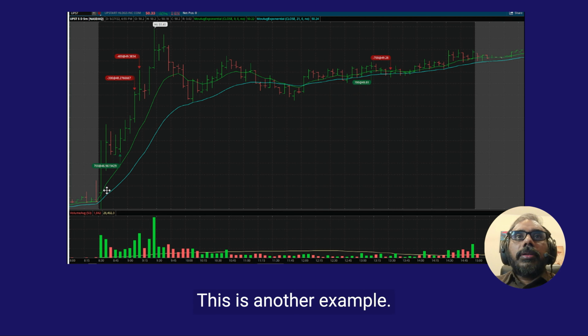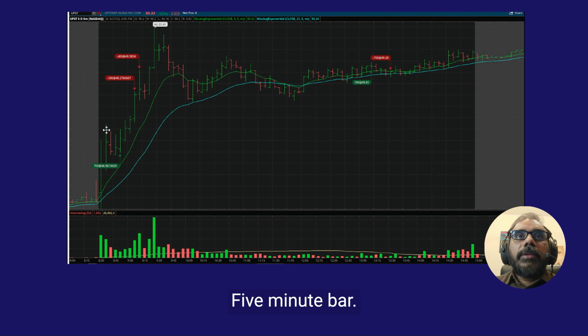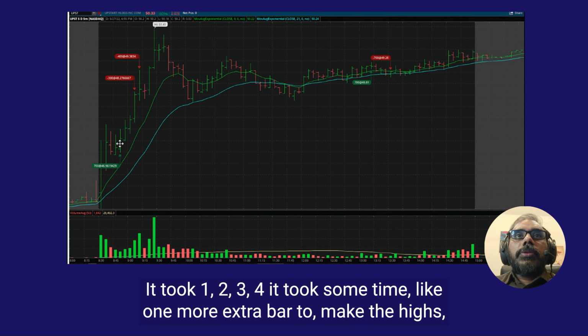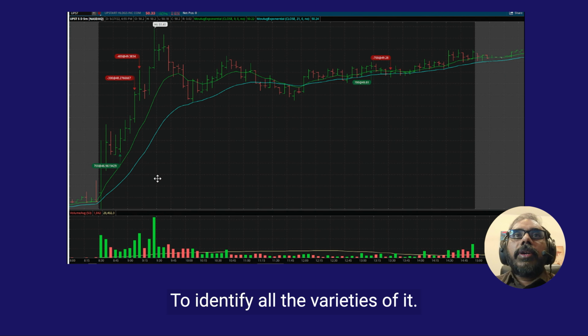This is another example. At the market open, strong demand, and then another strong 5-minute candle. It went sideways on low volume. And here, even though there are only 2 bars, the second bar also gradually decreased in volume. It took 1, 2, 3, 4, some time, one more extra bar to make the highs. As I said, this all comes in mix and matches. And I'm just showing you to identify all the varieties of it, whatever I have in my playbook.